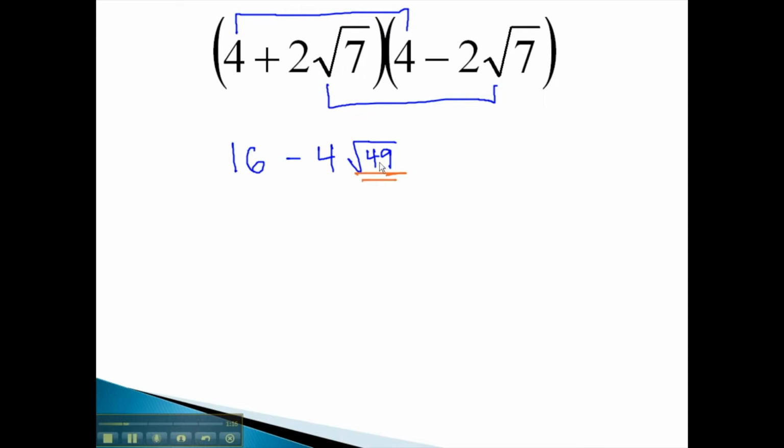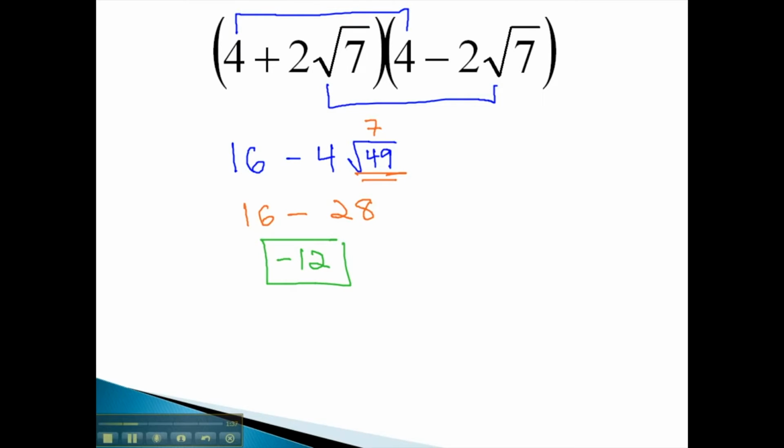We can take the square root of 49, which is 7. We could have also found this because 49 is 7 squared, and divided the exponent by the index. We now have 16 minus 28 with no radicals remaining. 16 minus 28 is negative 12.